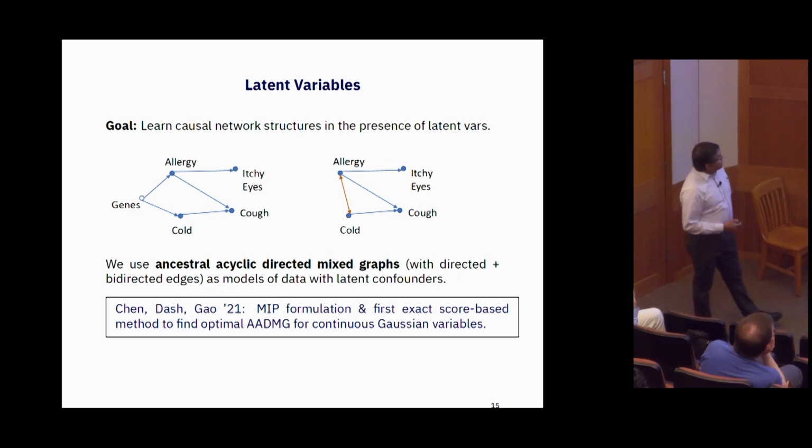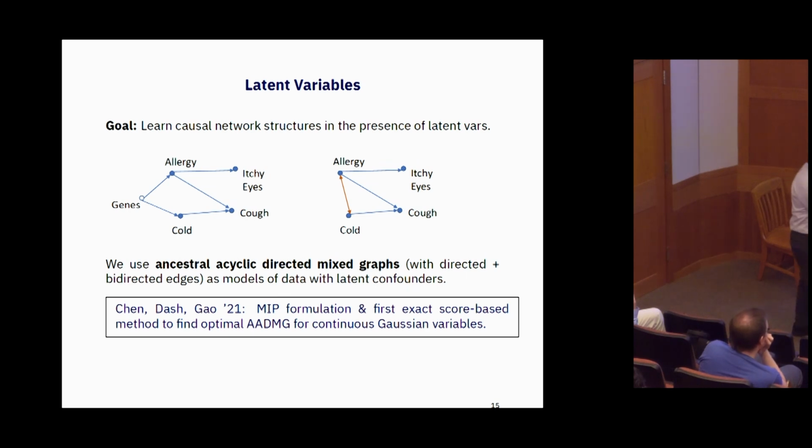And so now it becomes a little bit more complicated because there are many different models you might look at, as in you might look at many types of conditions these graphs have to satisfy to be a reasonable model of the data. One common model is the so-called ancestral acyclic directed mixed graph. A lot of terms, let's go through them.